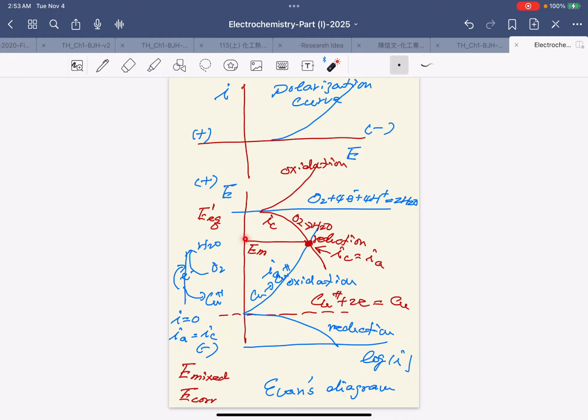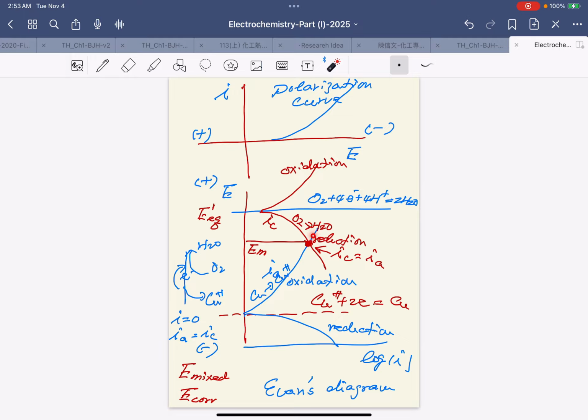So what does this E mix mean? E mix means if you have an environment with an oxidant and a reductant, then naturally it will form a potential that is called the mixed potential. That is the natural potential. Like in this case, you have oxygen and you have copper together, then on the copper surface you get this potential naturally.